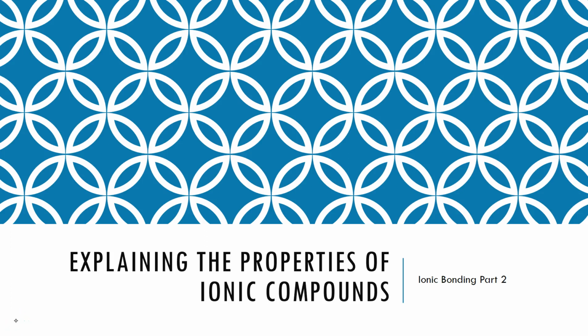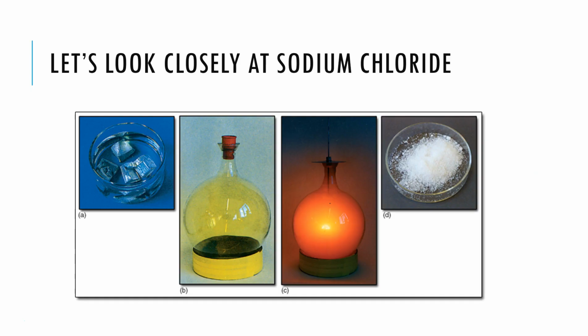Okay, so welcome back to part 2 of our ionic bonding, which will hopefully be a bit shorter than part 1. Okay, so now we're going to be looking at the properties of ionic compounds and a bit more on how they're formed. One of the reasons that we're looking at this is, as we've mentioned, the idea that the way things bond controls the type of properties that we see.